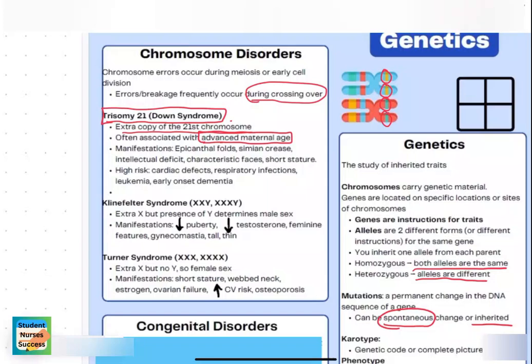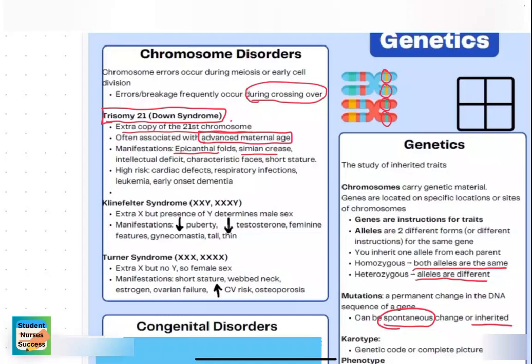Manifestations of trisomy 21 include the presence of epicanthal folds and a simian crease. If you look at your hand, you have three creases in your palm. A simian crease would be one. Also intellectual deficit, which can range from mild to severe, characteristic facies, or a characteristic look to the face, and short stature.